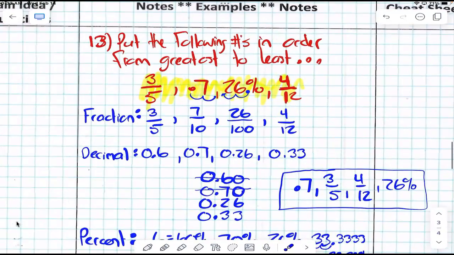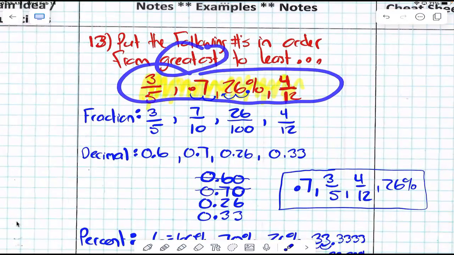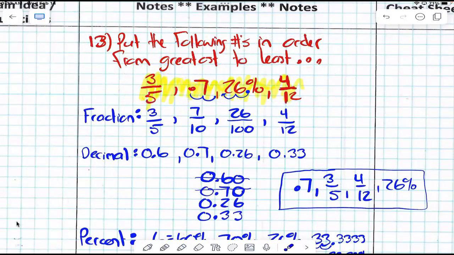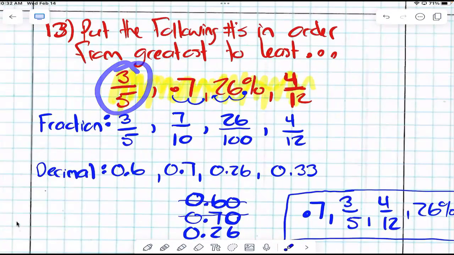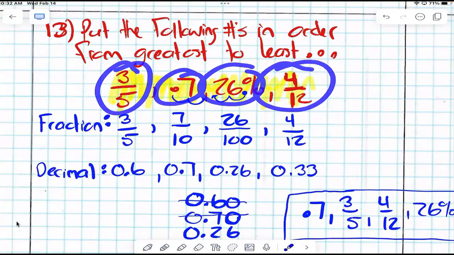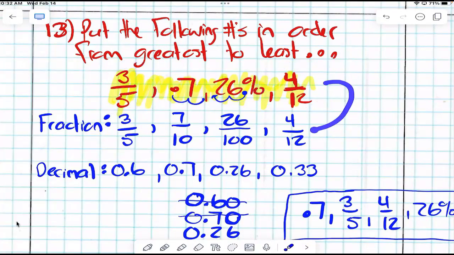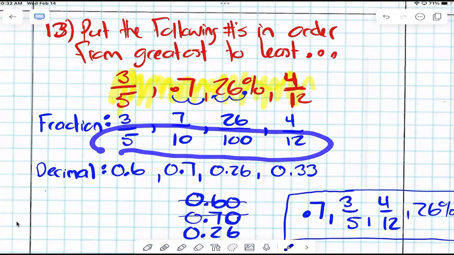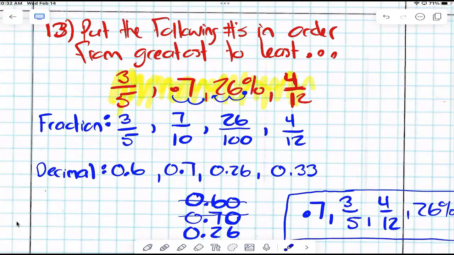When I asked you to take these numbers and put them in order from greatest to least, notice that they're all in different forms. We have a fraction, we have a decimal, a percent, and another fraction, right? We converted them all into fractions. Good idea. But the problem is what? The denominators are all different. So we need to find a common denominator, and that's kind of hard to do for 4 numbers, isn't it?